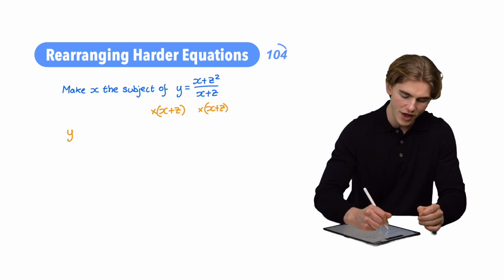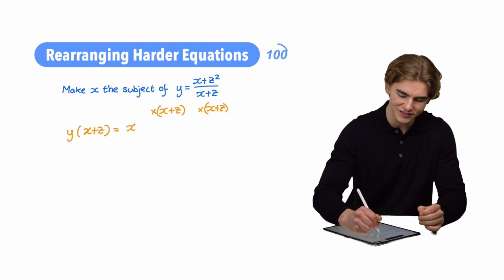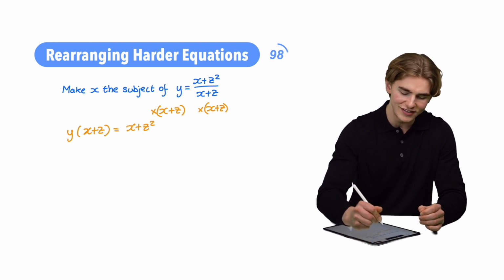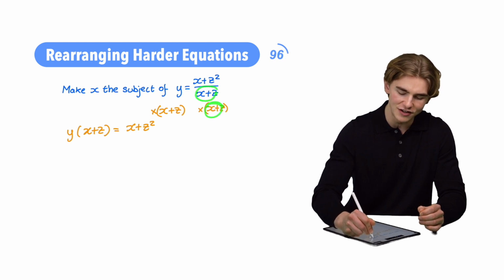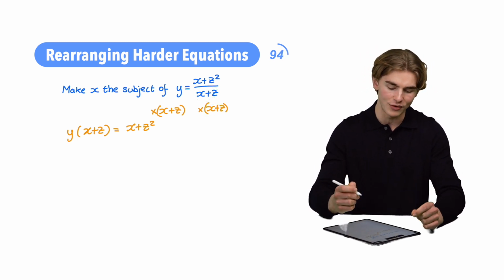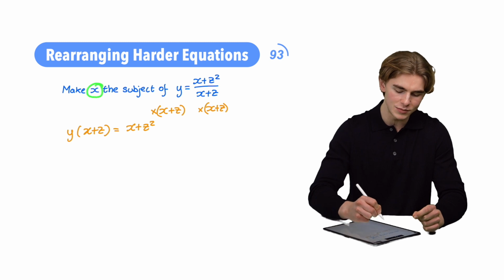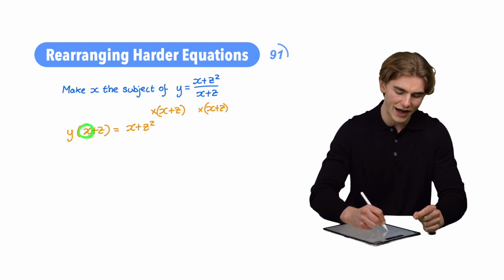What's that going to give us? On the left hand side, we're going to have y times by (x plus z). And on the right hand side, we're going to have (x plus z) squared. Why? Because the times by (x plus z) and the divide by (x plus z) there cancel out. Now, we're going to need to make x the subject, but at the moment we have an x in this bracket. So we're going to need to expand these brackets next.